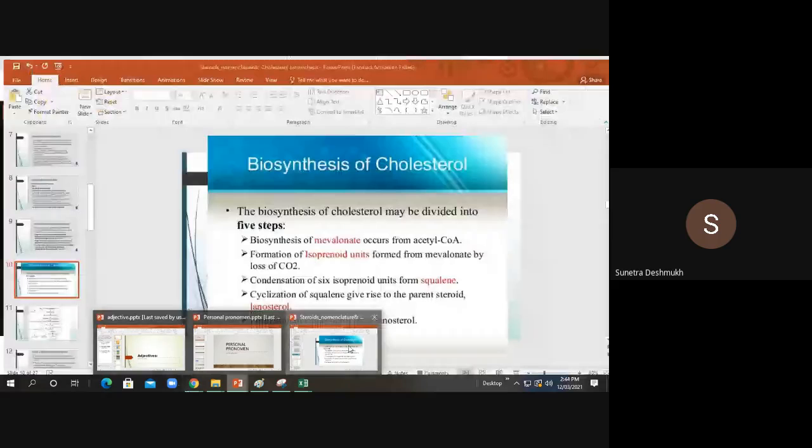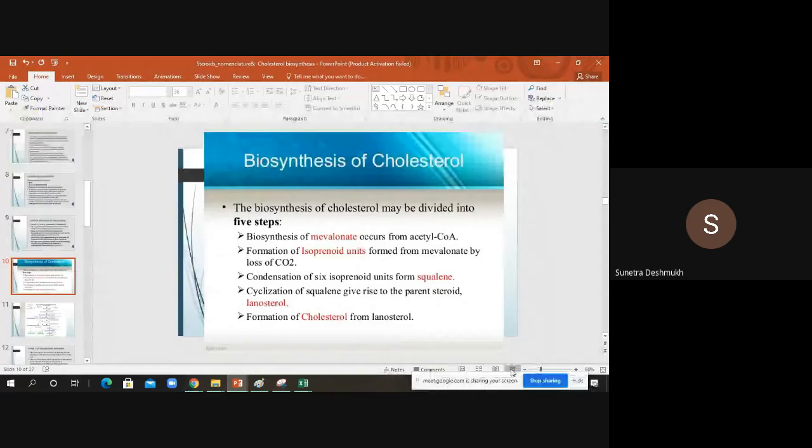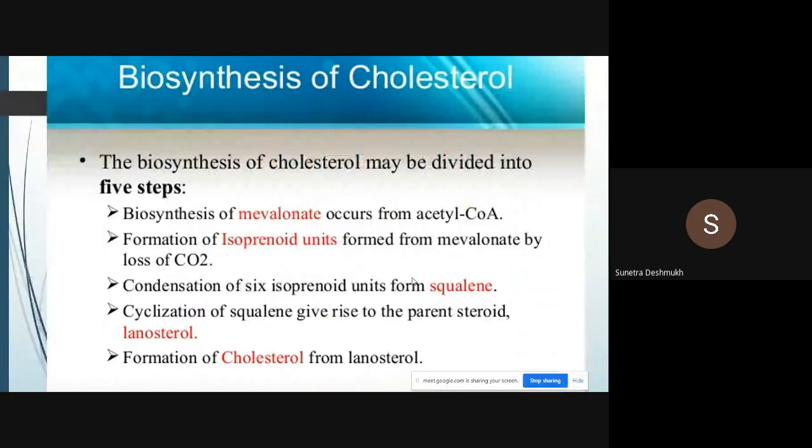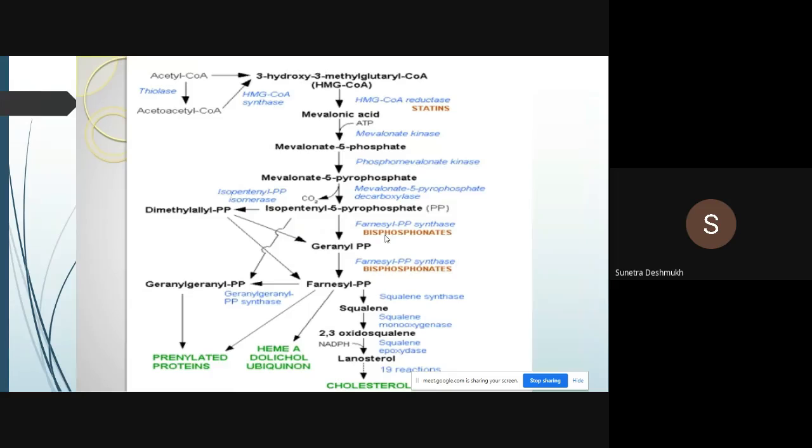Okay, so we have seen the steps involved in the biosynthesis of cholesterol. The first is mevalonate synthesis from acetyl coenzyme A. Then from mevalonate we can synthesize isoprenoid units. Six isoprenoid units form squalene, and squalene on cyclization gives lanosterol, and finally we get cholesterol from lanosterol. So we will now see all the steps one by one.